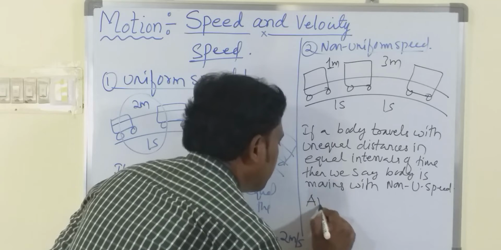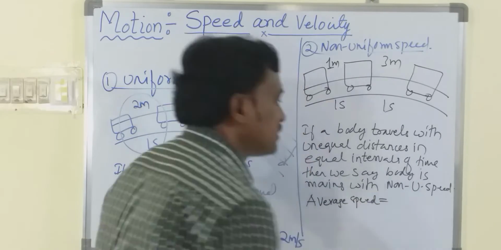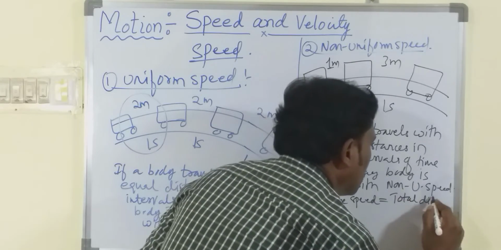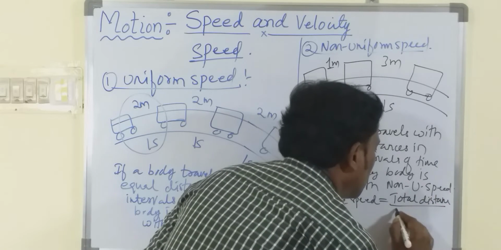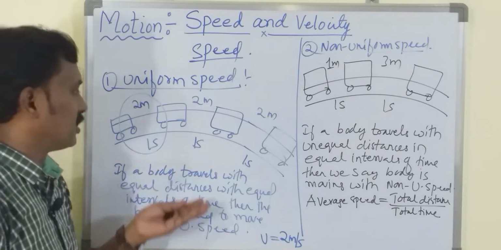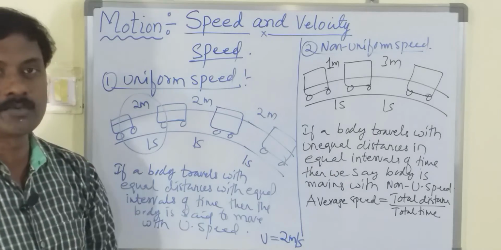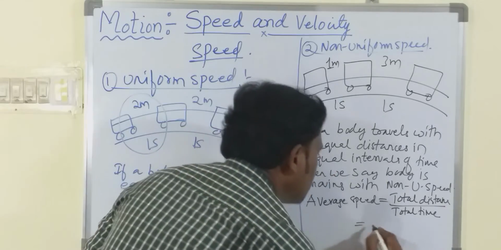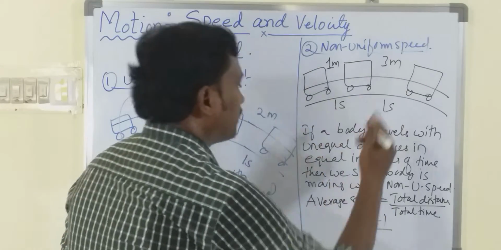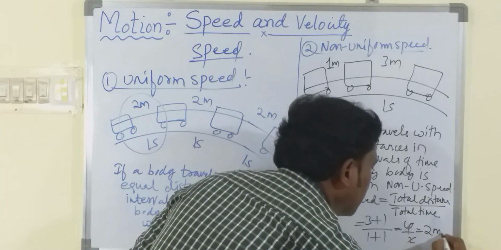So what is average speed? Average speed is defined as total distance by total time. Here there is no need of calculating total distance. For every second the value will be the same. But coming to non-uniform speed, you have to calculate. So what is the total distance here? 3 plus 1, and total time 1 plus 1. So here 4 by 2, so here 2 meters per second.